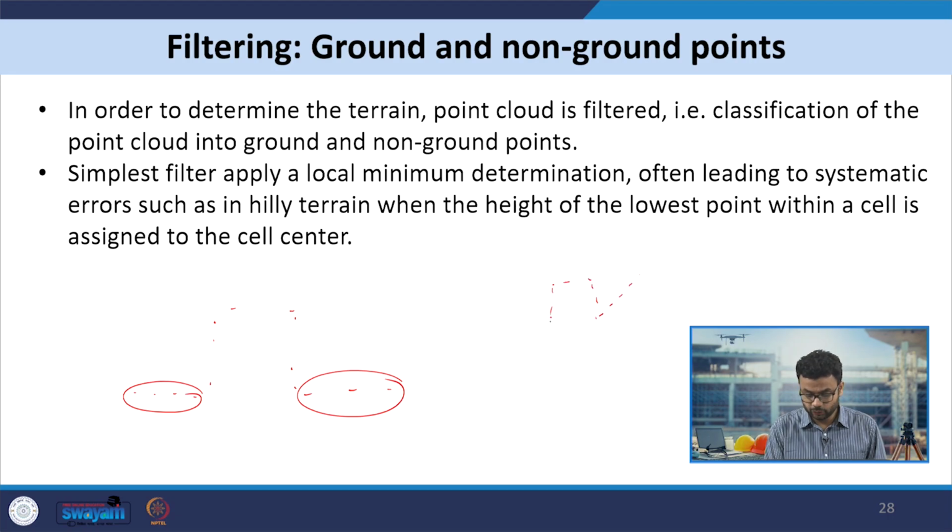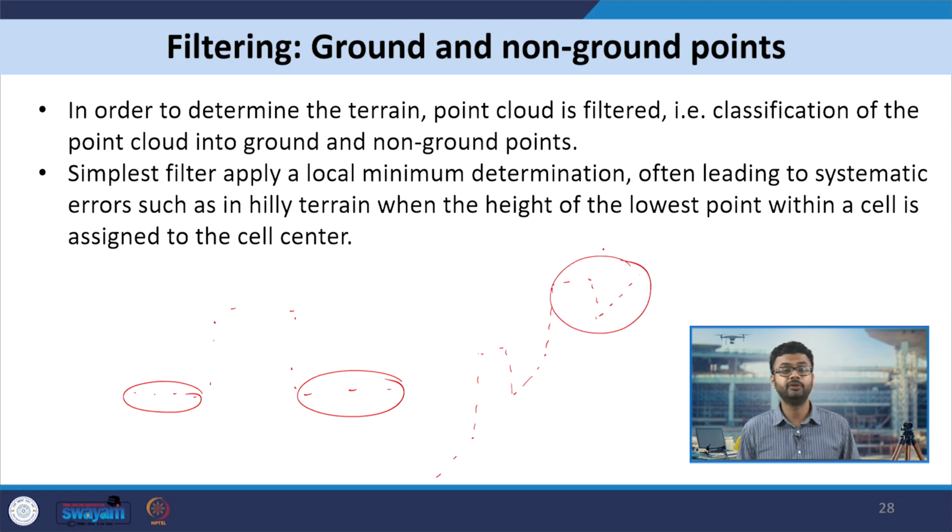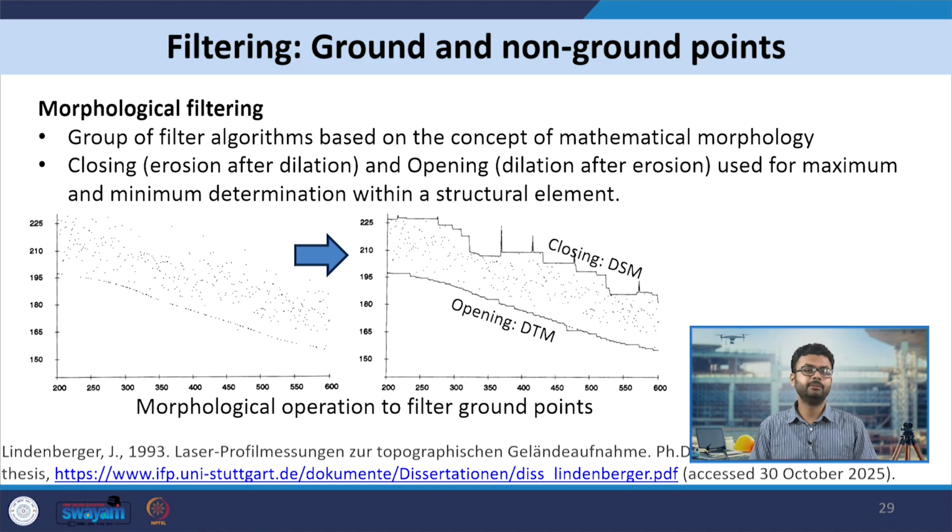In hilly terrain, you may have this kind of point cloud. There's a hill, there's a building, and in such a case there will be a systematic error if we just rely on the fact that the lowest point within a radius is the ground, because that may not always be true. To overcome such limitations, morphological filters were proposed.